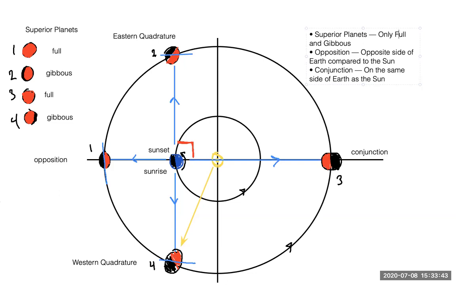Great. So that's it for this first diagram. Make sure that you can draw this and make sure you can label the correct locations and what the phases look like at those locations. In the next part, we're going to deal with the inferior planets. So these are the superior planets. And when we do those, it's going to look slightly different. You'll see.